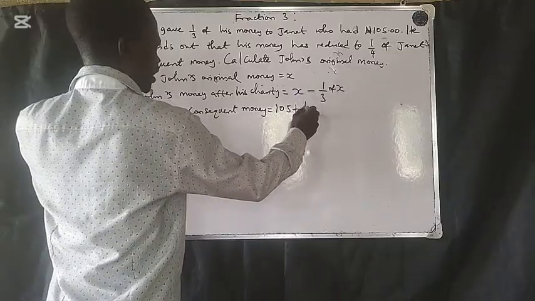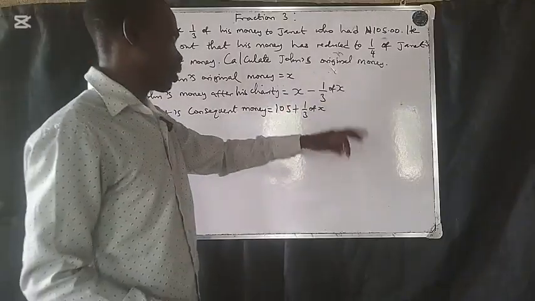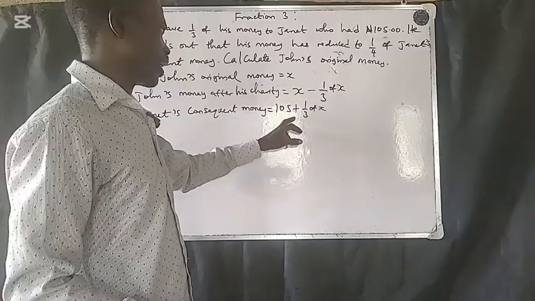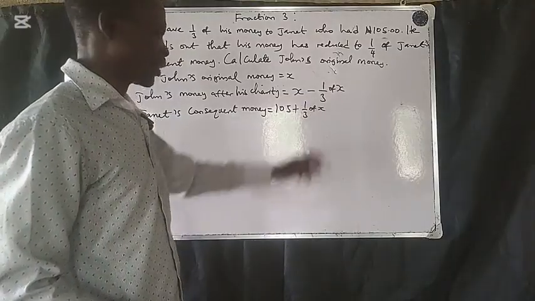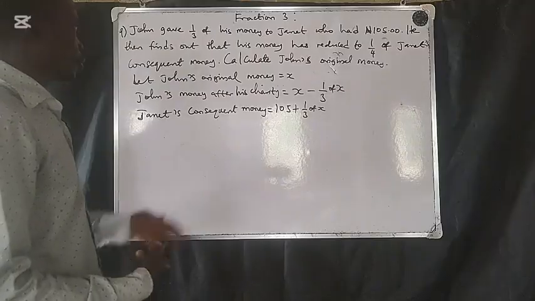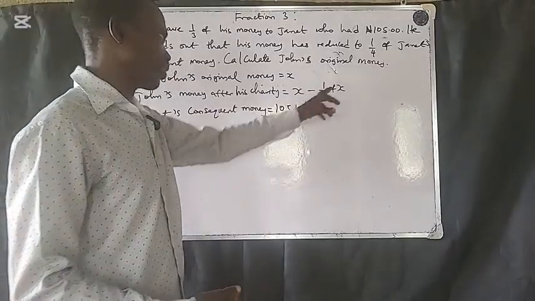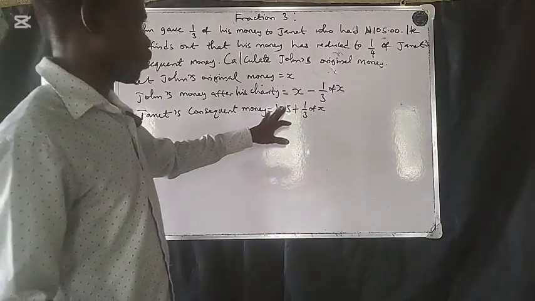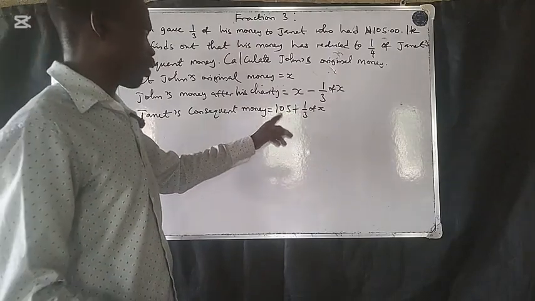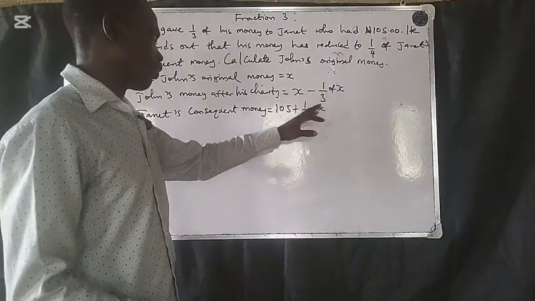So 1/3 of x was given to Janet by John. As we are removing 1/3 of x from John, we are adding 1/3 of x to Janet. So you can see the equation is very straightforward. John has x initially, he gave out 1/3 of x, minus it. Then Janet had 1/5 initially, 105, so her consequent money after John has given her 1/3 will be 105 plus 1/3 of x.